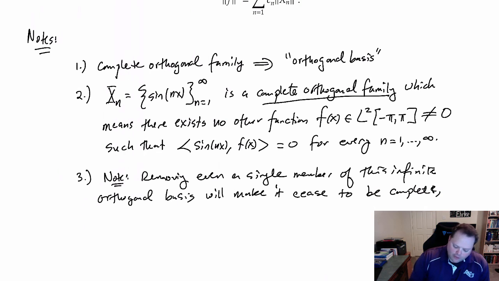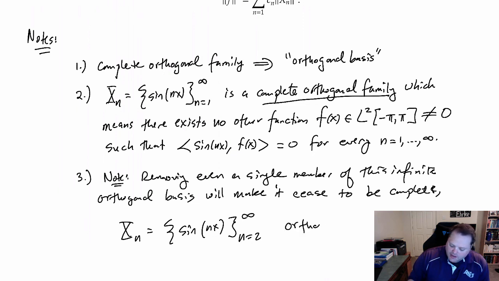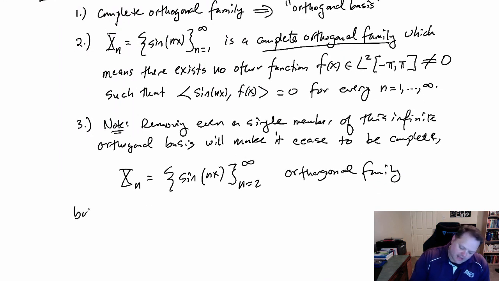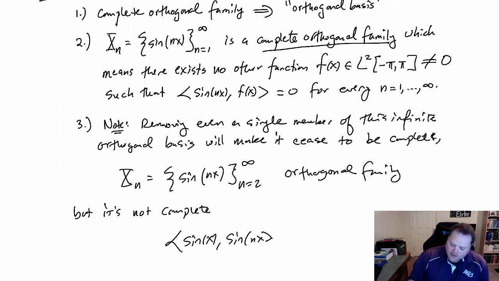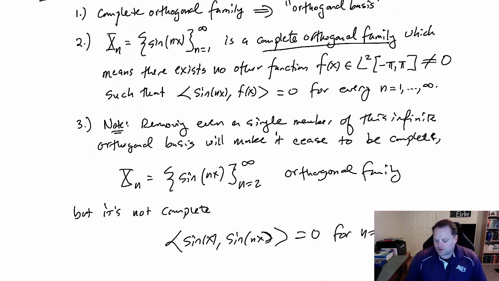For example, if I looked at the basis consisting of sine nx, but I started it at 2, this is an orthogonal family, but it's not complete, since if you looked at the inner product of sine of x with sine of nx, this would be equal to 0 for n equal to 2 up to infinity. So this is a non-zero function that still lives in the space that's mutually orthogonal to every other member of that set. So that set would not be complete.